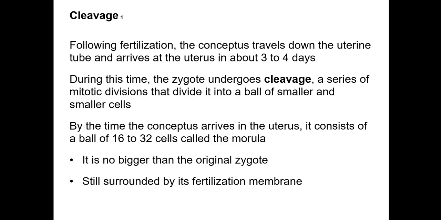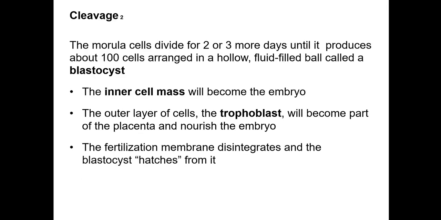This is a series of mitotic divisions that will help divide that single-celled zygote into a ball of smaller and smaller cells. And by the time that conceptus reaches the uterus, it will consist of anywhere between 16 to 32 cells, and it will now be called a morula. So it's not going to be any bigger than a zygote. It's still going to have that fertilization membrane around it, but it's going to consist of more than one cell, again, 16 to 32 cells.